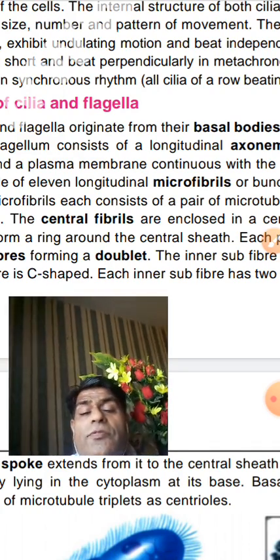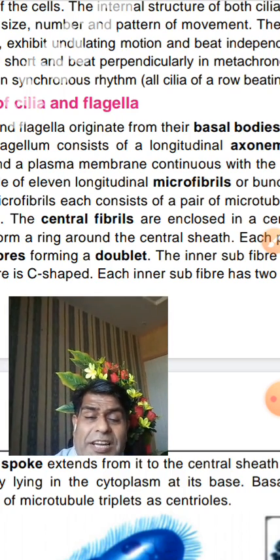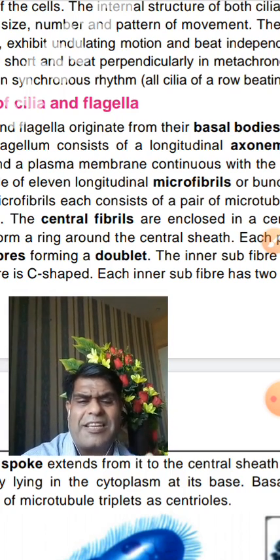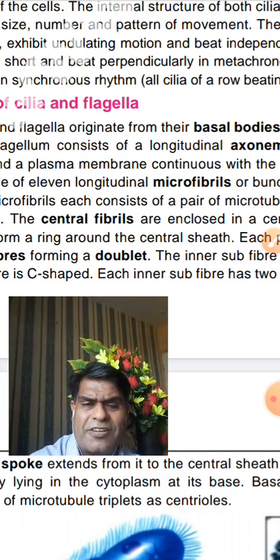Total number of the fibers present in the cilium is 11 microfibrils. How are they arranged? Very important, yaar. If you are not attentive, I may stop here. I give you some relaxation, then talk. If you are attentive, I need to talk because this is very important.